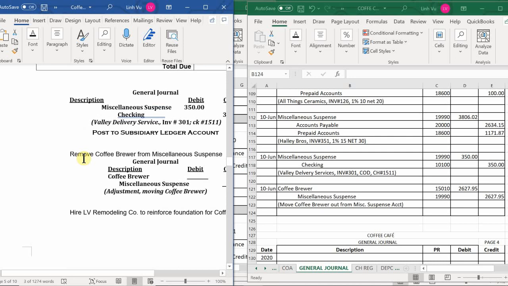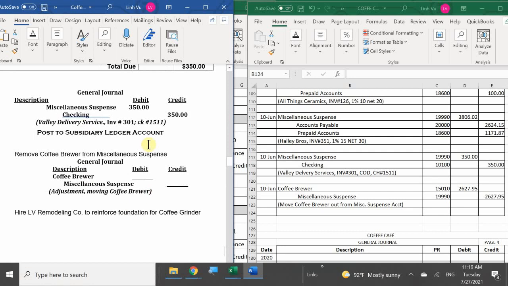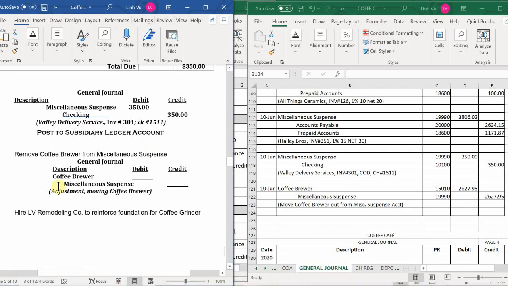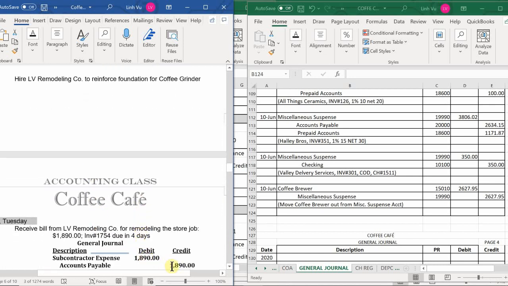Let me see. I think I almost forgot something. So we removed the coffee brewer. Now, hire LV Remodeling Company to reinforce the foundation for the coffee grinder. We just hired somebody, so no transaction is necessary, because they didn't complete the job, didn't send us a bill, and we didn't pay them at all. But we did hire LV Remodeling to create the foundation for the coffee grinder. That is it for June 10.